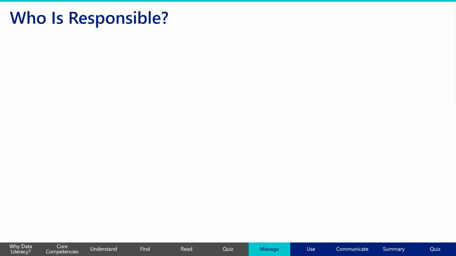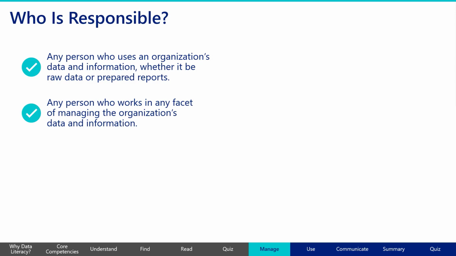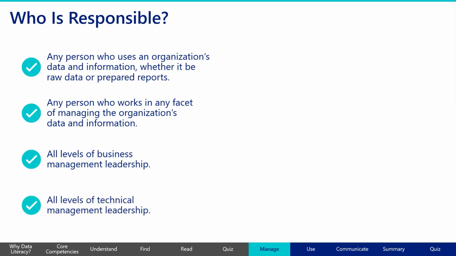While certain roles within an organization are responsible and accountable for certain components of data management, everyone who touches or uses data in an organization is responsible for data management in some way. Who does this include? Any person who uses an organization's data and information, whether it be raw data or prepared reports. Any person who works in any facet of managing the organization's data and information. All levels of business management leadership. And all levels of technical management leadership.